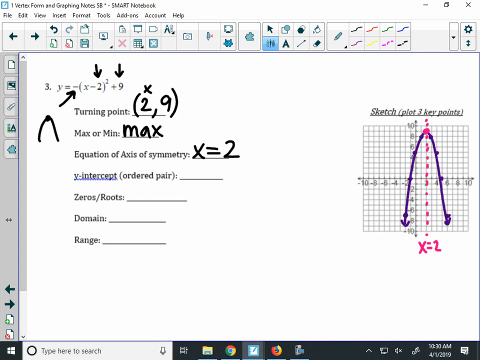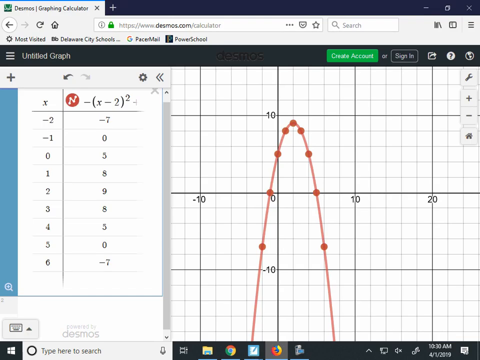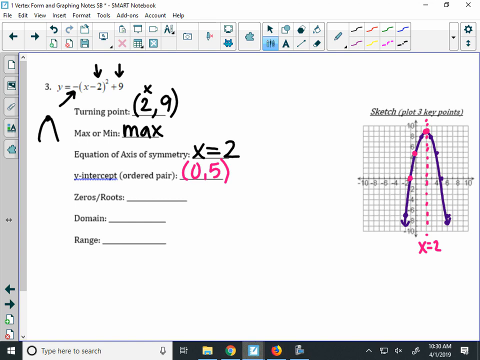The maximum. Now my y-intercept, I can see on my graph here, is at (0, 5). But I can also check on Desmos. My y-intercept happens when x equals 0. (0, 5) works. My x-intercepts, where I cross the x-axis, are at -1 and 5, which I can also see on my paper. The domain, again, because I go left and right forever, my domain is all real numbers, -infinity to infinity.